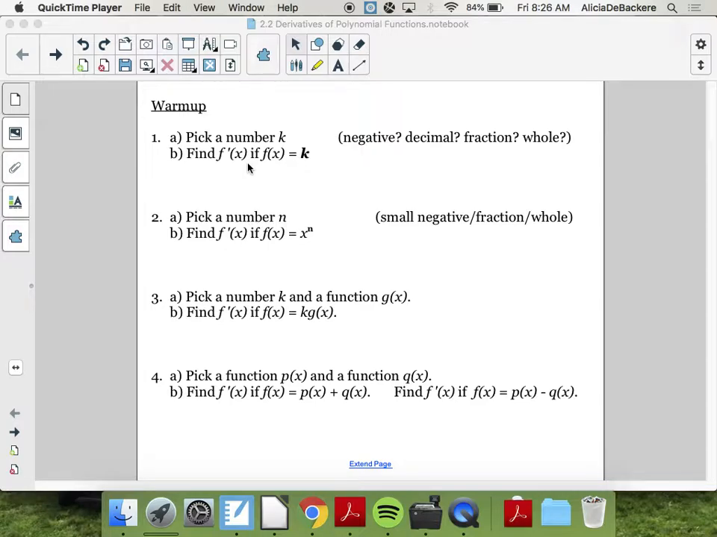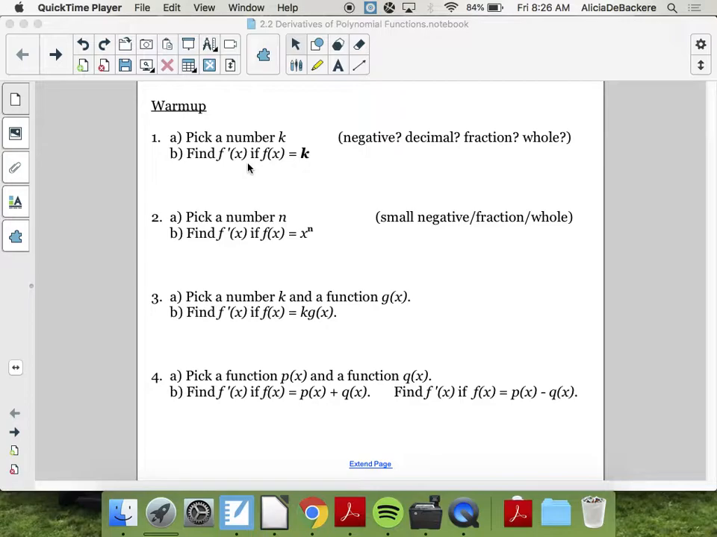So for the first one, you're just picking a number k, any number that you want, and then you're going to find f prime of x or the derivative of f at x, or you could be thinking about that as the IROC. You're using your limit of the difference quotient to find the slope of the tangent at any point x on that equation, f at x equals k.